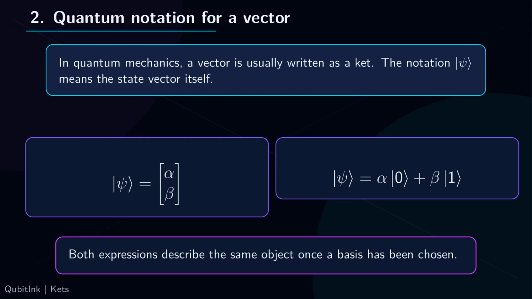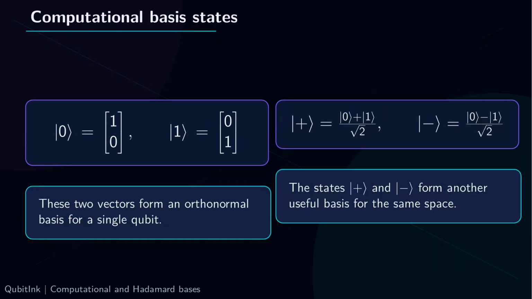The important point is that the representation depends on the basis, but the underlying state vector is the same mathematical object. For one qubit, ket 0 and ket 1 form the computational basis. Ket plus and ket minus form another orthonormal basis of the same two-dimensional space.